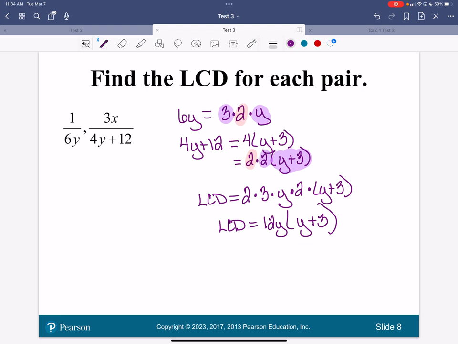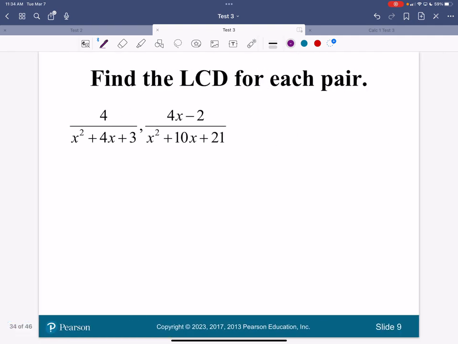Now we're going to look at trinomials, and I actually think finding the LCD when our denominator is a trinomial is easier. Okay? So what I want you to do right now is I want you to factor each one of these, and I'm going to give you 1 minute to factor both of those.